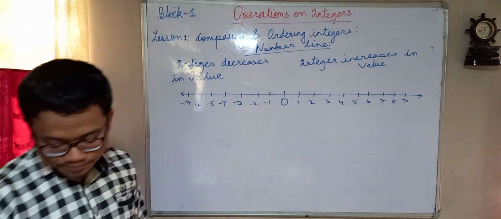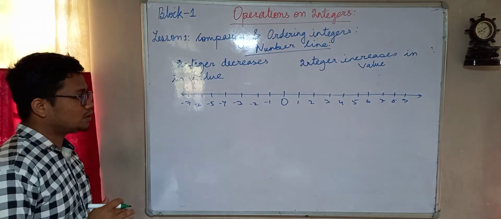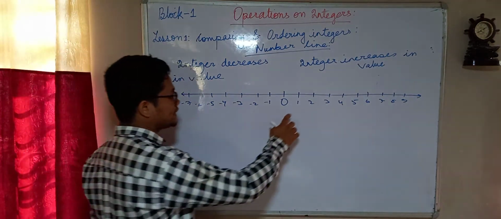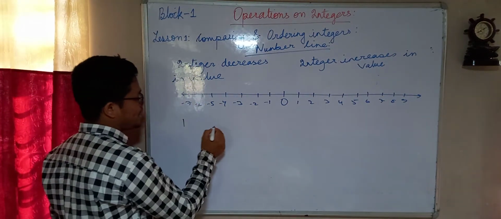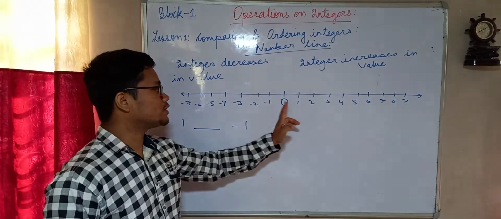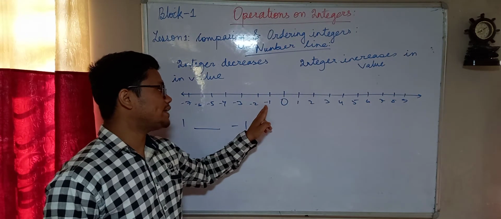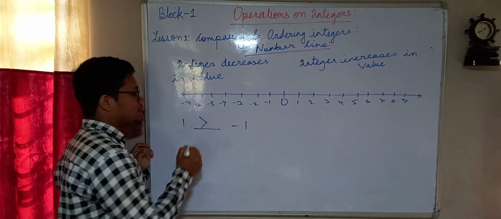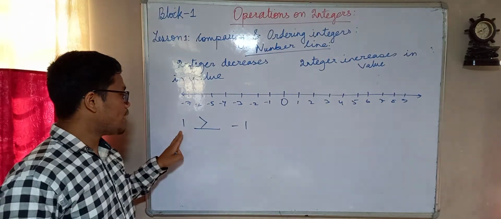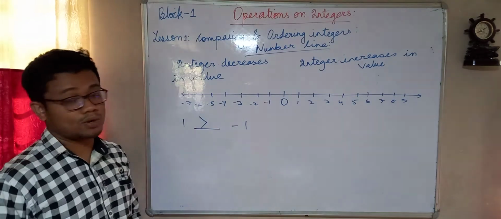Now just imagine if I want to compare any two numbers. For example, if I say 1 and minus 1. As I said, as you go rightwards, 1 is in the rightwards direction of minus 1. So obviously 1 is bigger than minus 1. Though they are both 1, since 1 is on the right hand side, its value is always bigger than minus 1.